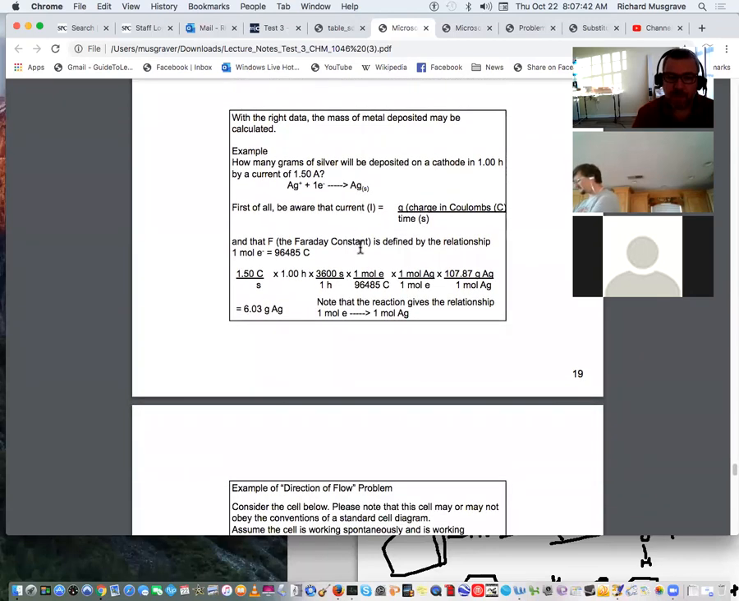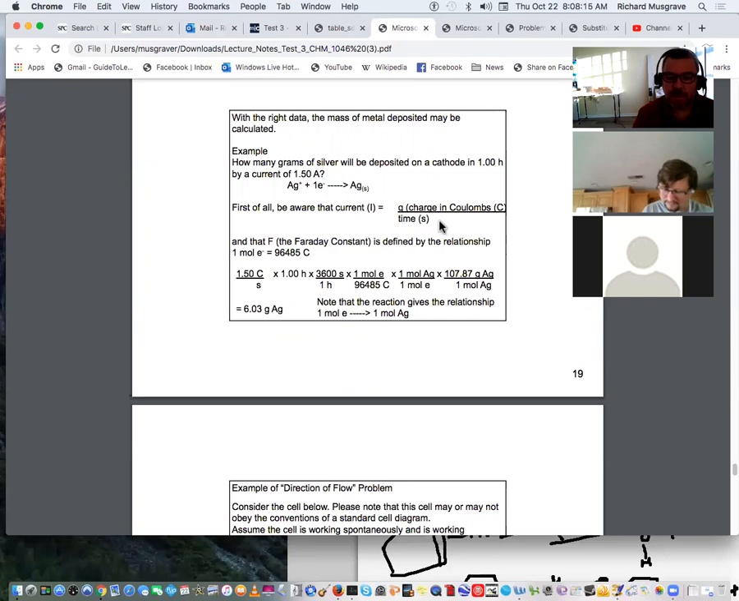But if we have the right data, we can figure out exactly how much metal will be deposited on the spoon. For that, we need the time that the current runs, and the current from the battery. So let's say we have 1.00 hours and we supply 1.50 amps from the battery. The reaction, which you'd be given as well, is Ag plus with one electron to give silver.